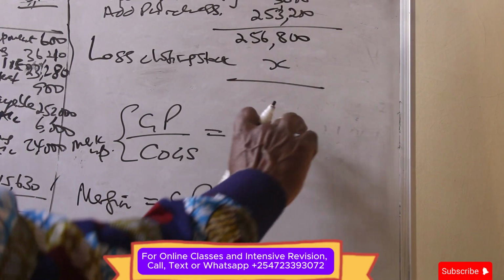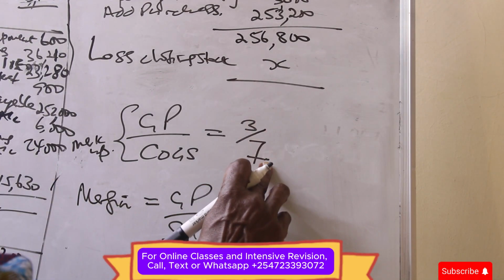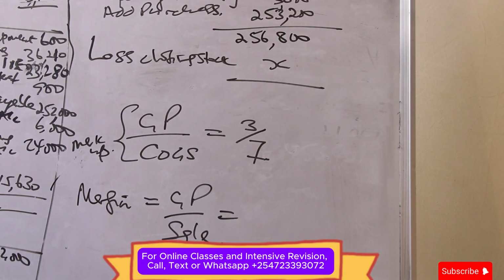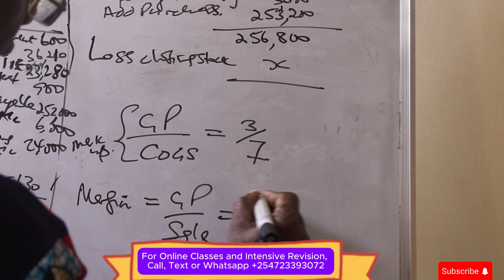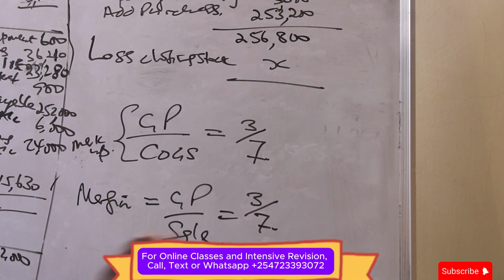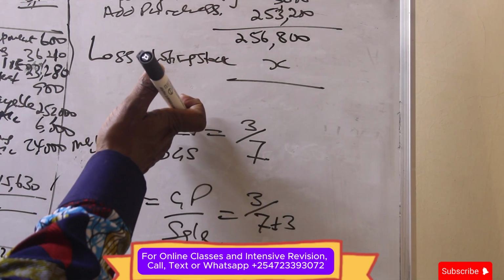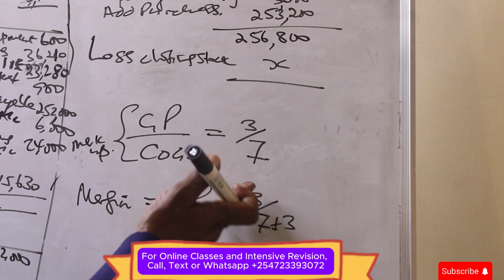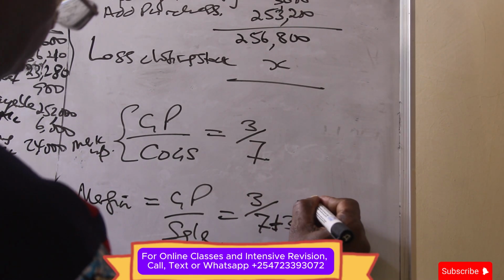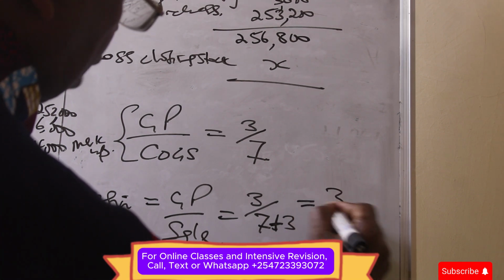We get the numerator, we add to the denominator, and vice versa. 3 over 7, so 7 plus 3: 3 over 7 plus 3. If you want to come from margin to markup, you subtract the numerator from the denominator. So our gross profit margin becomes 3 out of 10.